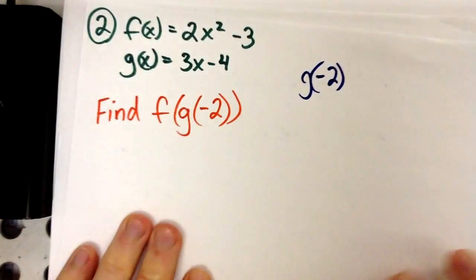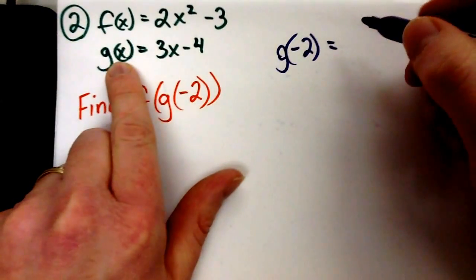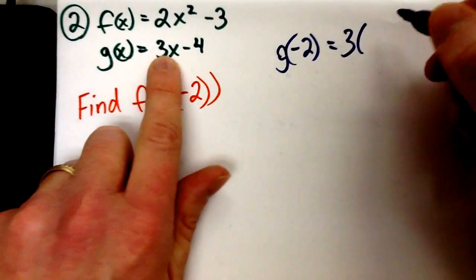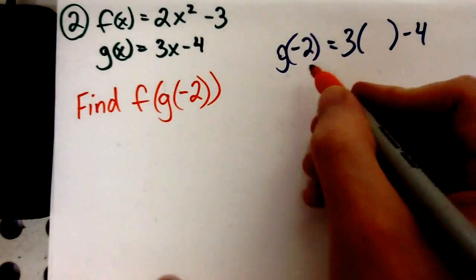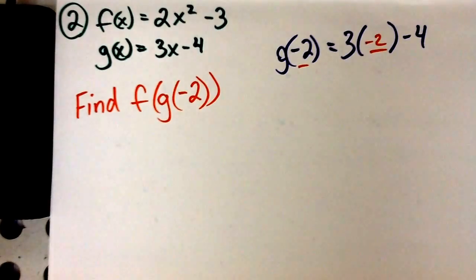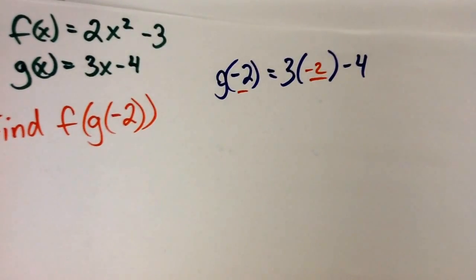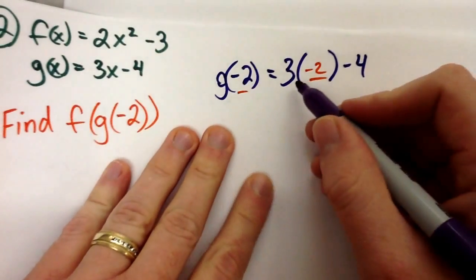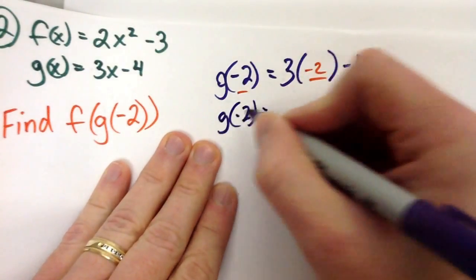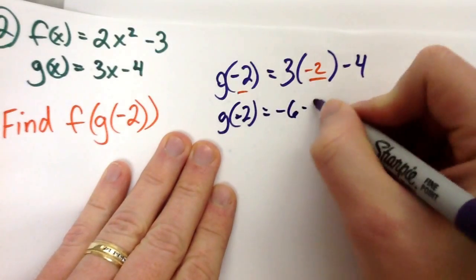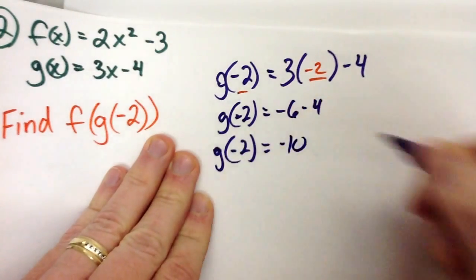That's the innermost parenthesis, so first thing we're going to want to deal with. Well, g of x is 3x minus 4, so I'm going to want to take that negative 2 and plug it in here. Okay. So g of negative 2 equals 3 times negative 2 minus 4. So g of negative 2 is negative 6 minus 4. So in the end, g of negative 2 is negative 10.